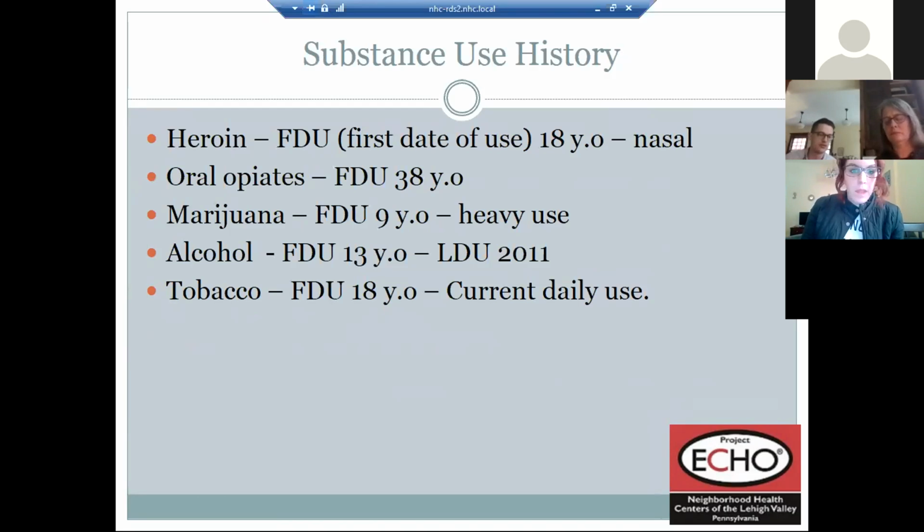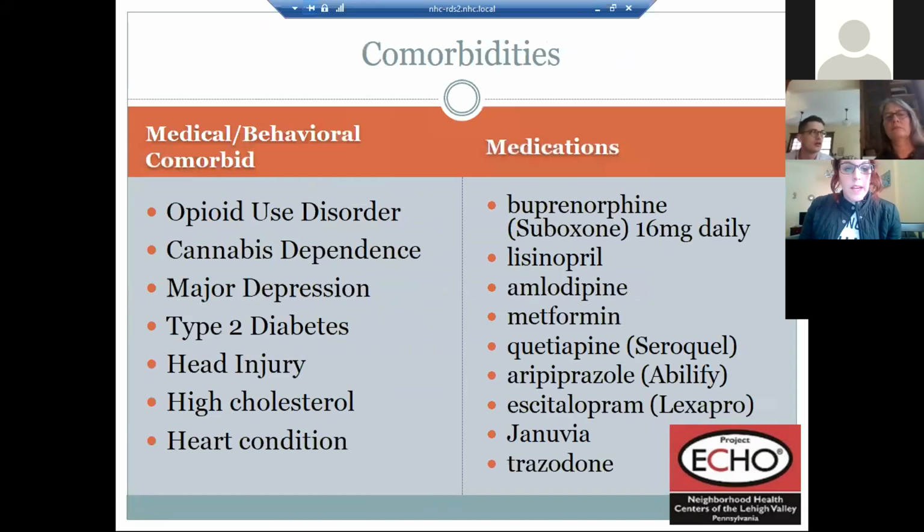For comorbidities, medical and behavioral: opioid use disorder, cannabis dependence, major depression, type 2 diabetes. He has a history of head injury. He has hypercholesterolemia, so high cholesterol, and he has a heart condition, of which I don't know the specifics. But if I have a chance, I'd go look at his chart and see what it was.